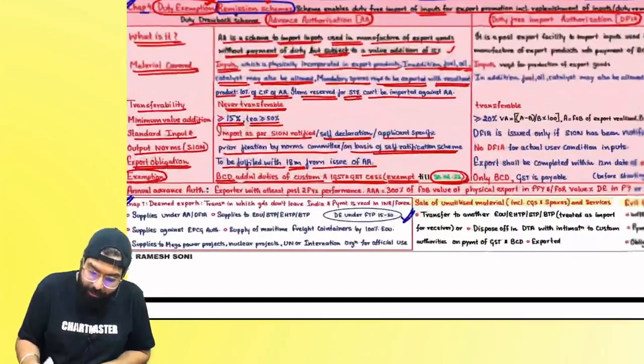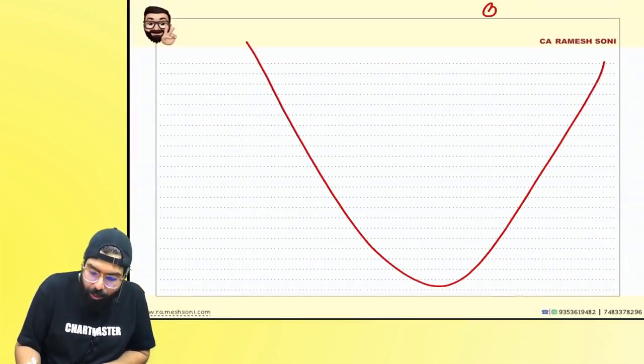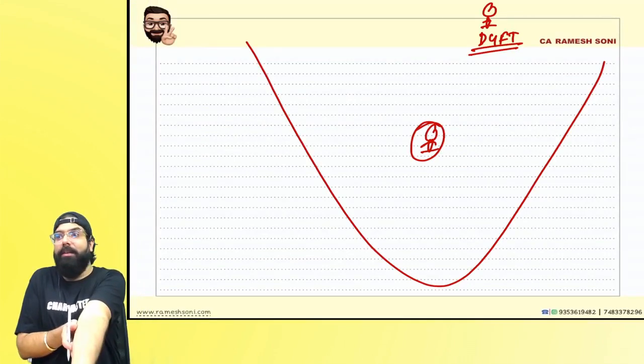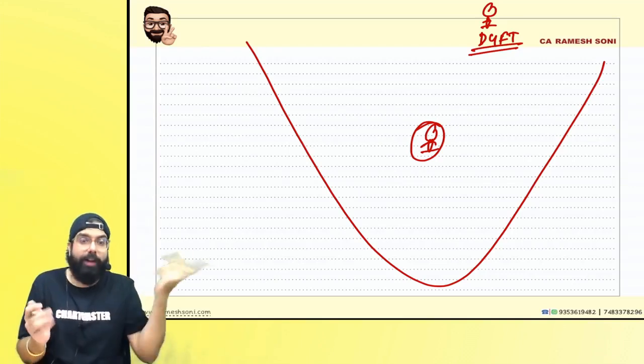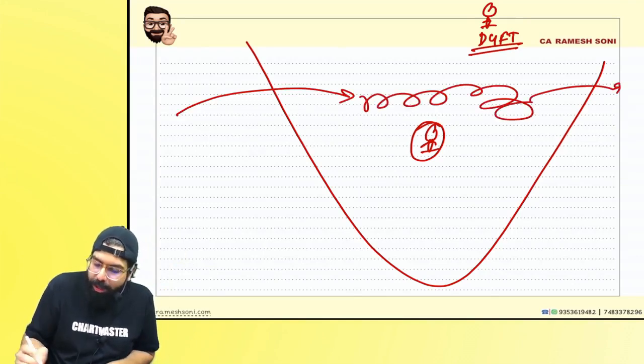Now, sir, the same way how you got advance authorization. See, advance authorization is, sir, you went to the DGFT and told him, sir, I have an order in my hand. Please allow me to go ahead and import duty free. I will make goods and export. So he will allow you to import. You will make the goods and you will go ahead and export.